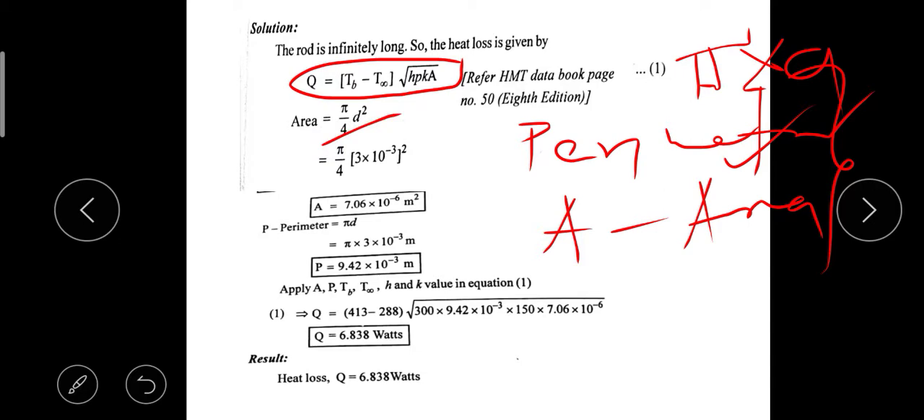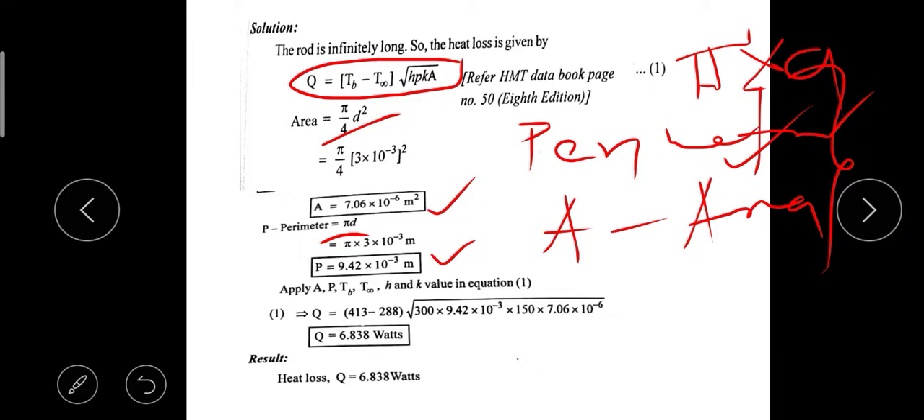The diameter of the fin is 3 into 10 to the power of minus 3 meter. So pi by 4 into (3 into 10 to the power of minus 3) whole square. What is the answer for the area? It is 7.06 into 10 to the power of minus 6 meter square. That is the area. Then the perimeter, as I already said, is pi into d, the diameter of the fin, which is 3 into 10 to the power of minus 3. Now we substitute all the values in this equation to get the perimeter value.